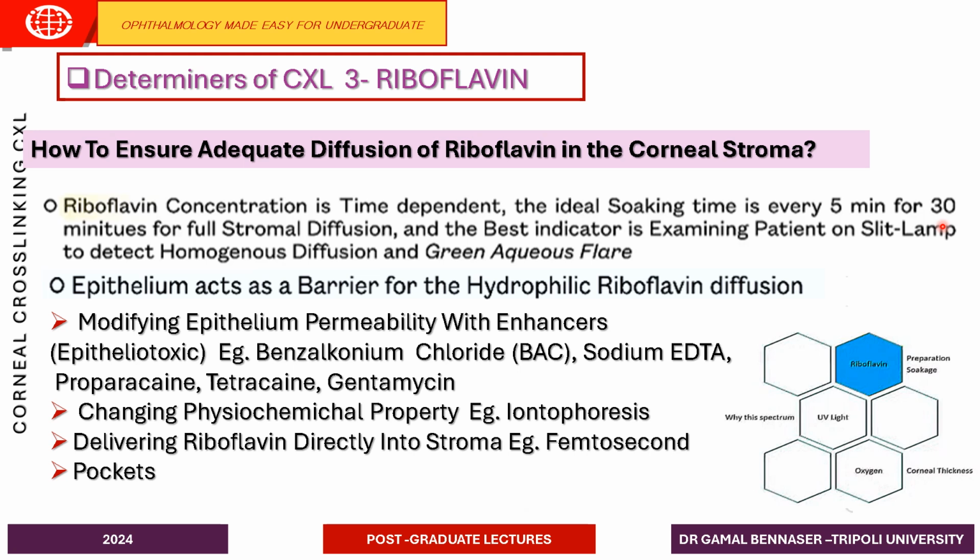We can confirm this by checking the patient on a slit lamp. We can see the homogeneous diffusion and the green aqueous flare by the slit lamp. This indicates that there is a good concentration inside the cornea.